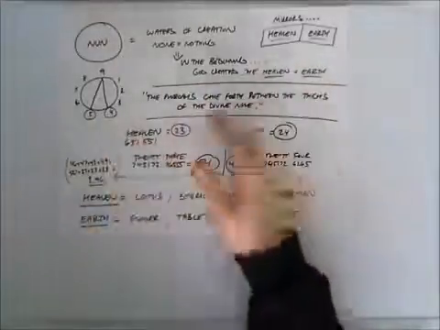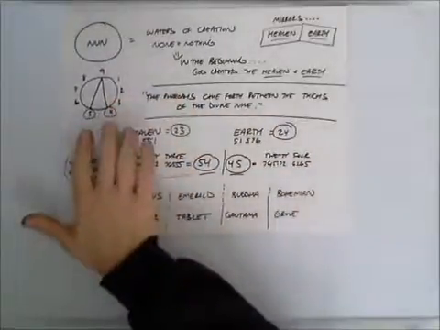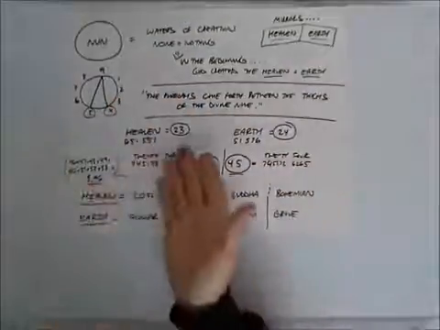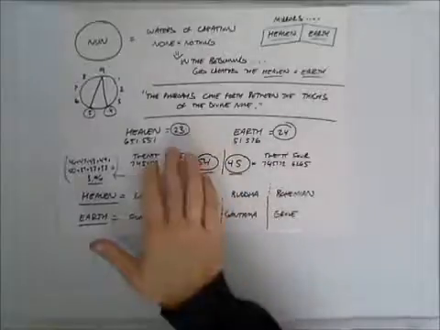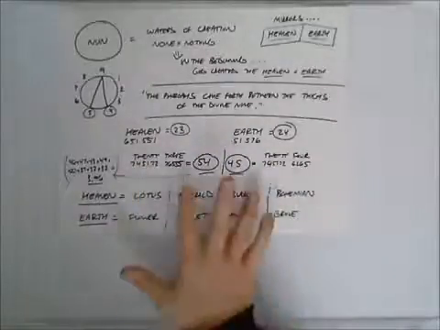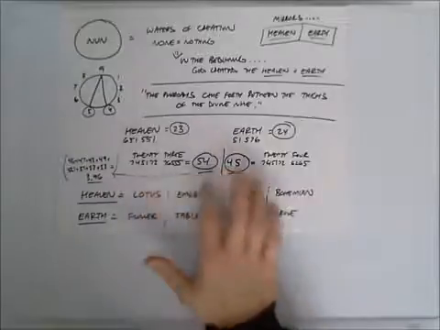We showed how the Pharaoh came forth between the thighs of the Divine Nine. This 54 and 45 we found in the numerology of heaven and earth. Heaven equals 23, earth equals 24. We found that we did the numerology for the words 23, 24.